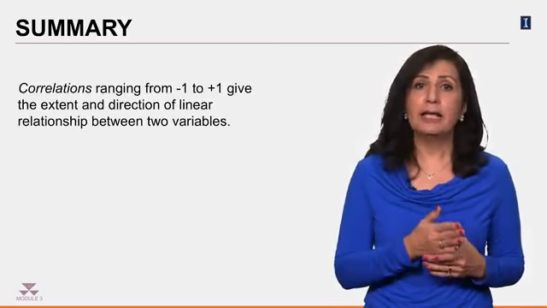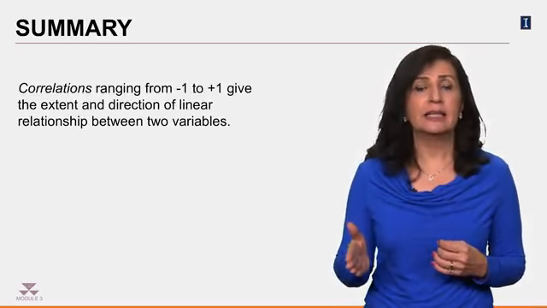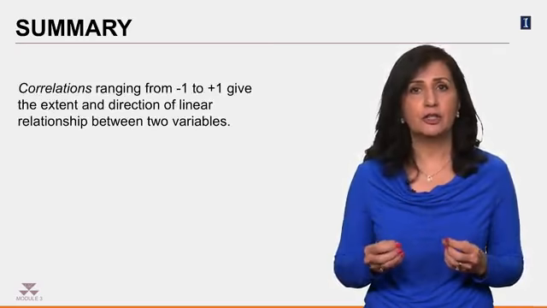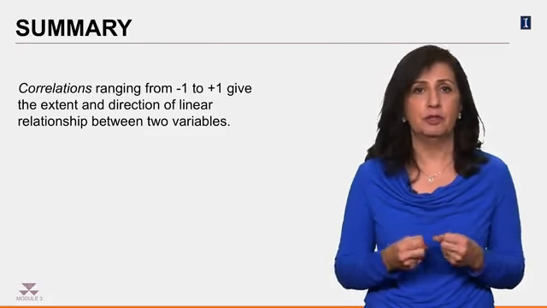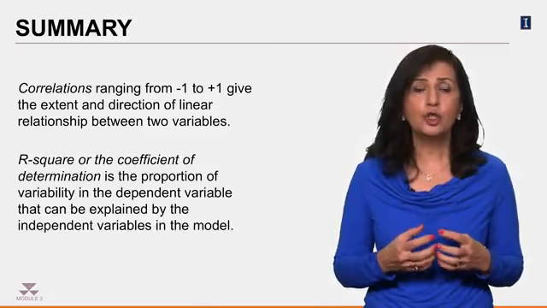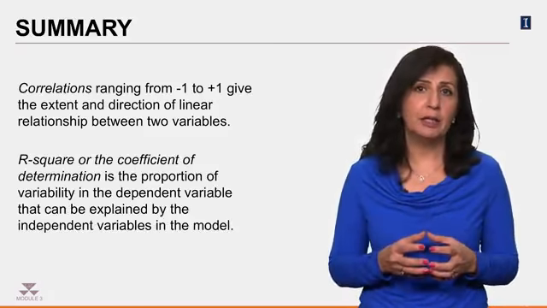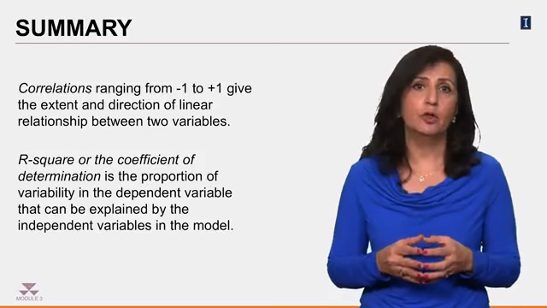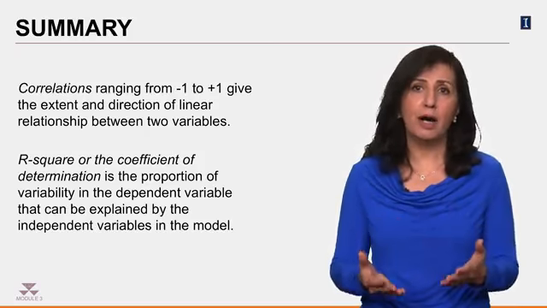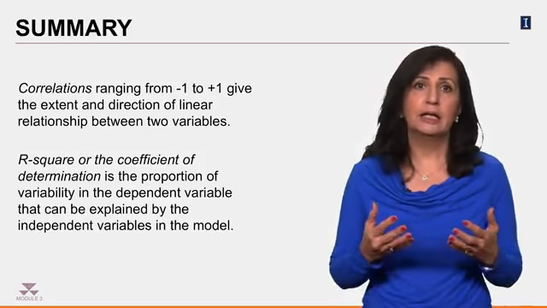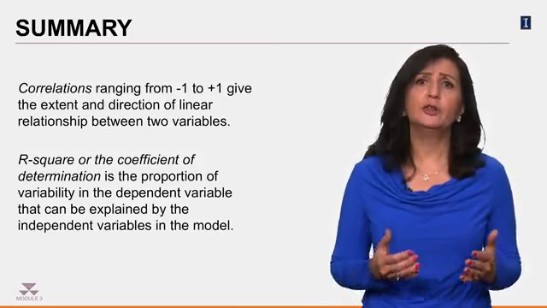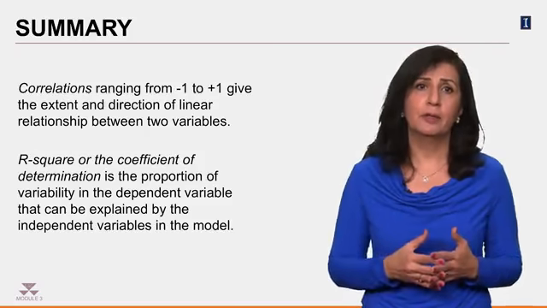Correlation, ranging from -1 to +1, gives the extent of the linear relationship and the direction of the linear relationship between the two variables. R square, the coefficient of determination, is the proportion of variability in the dependent variable that can be explained by the independent variables. R square values are bound by 0 and 1.